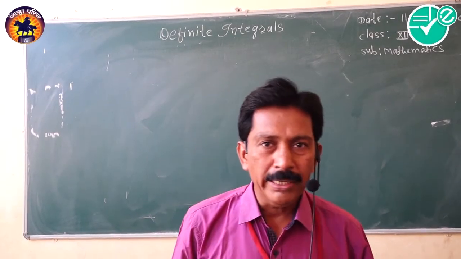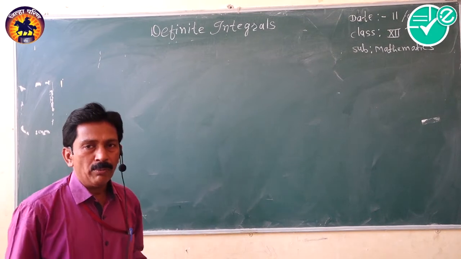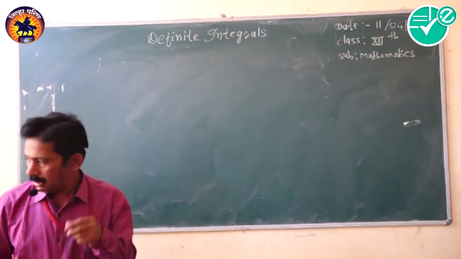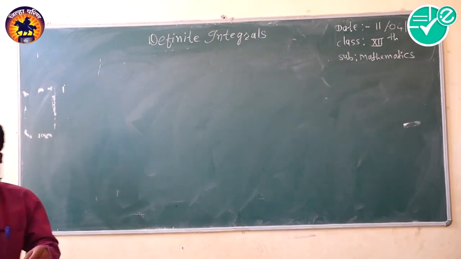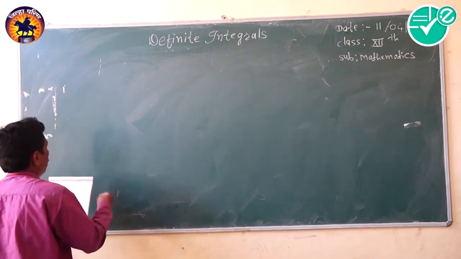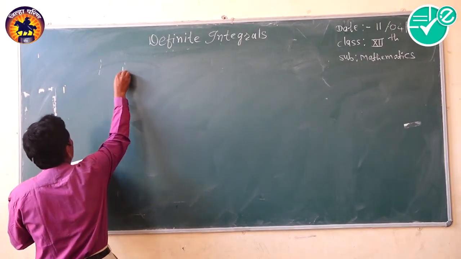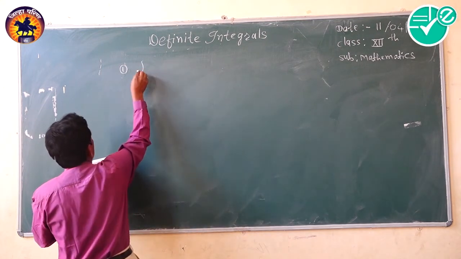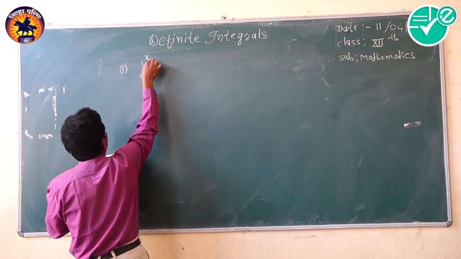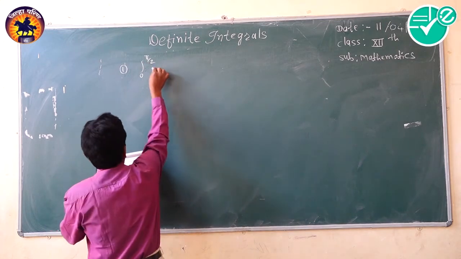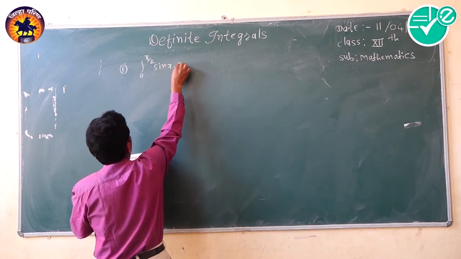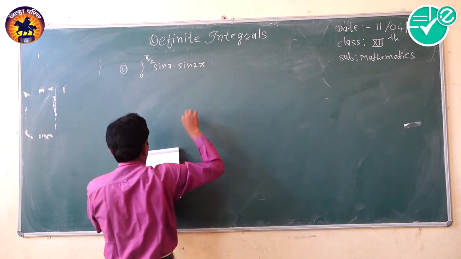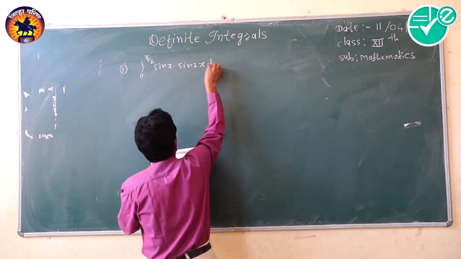Examples on definite integral by using trigonometric identities. Let us see some examples. Evaluate the integration from 0 to pi by 2 of sin x into sin 2x dx.